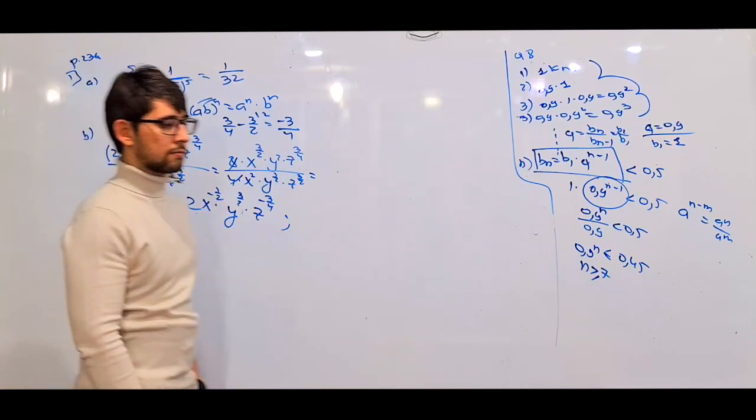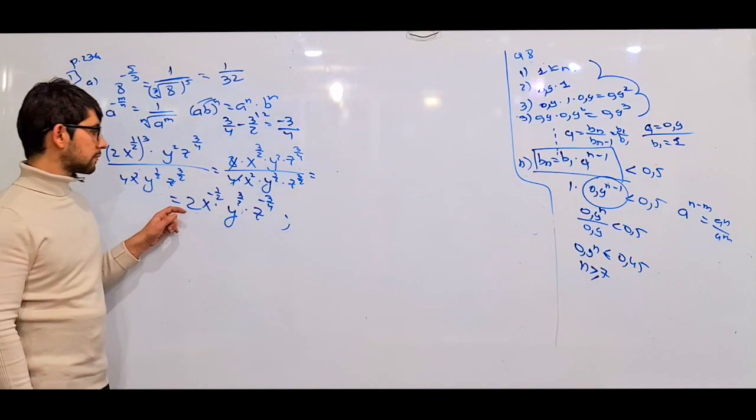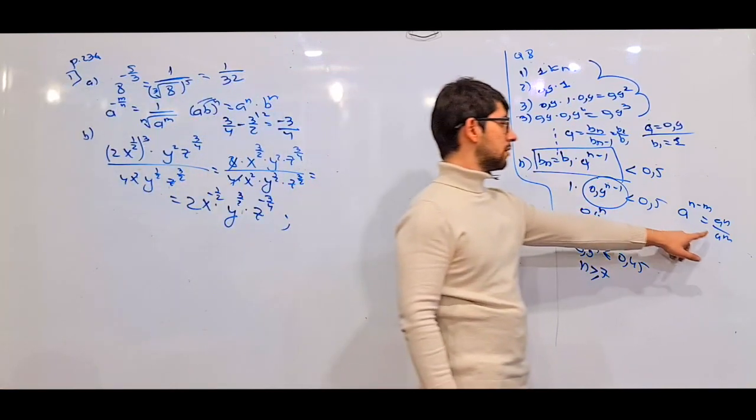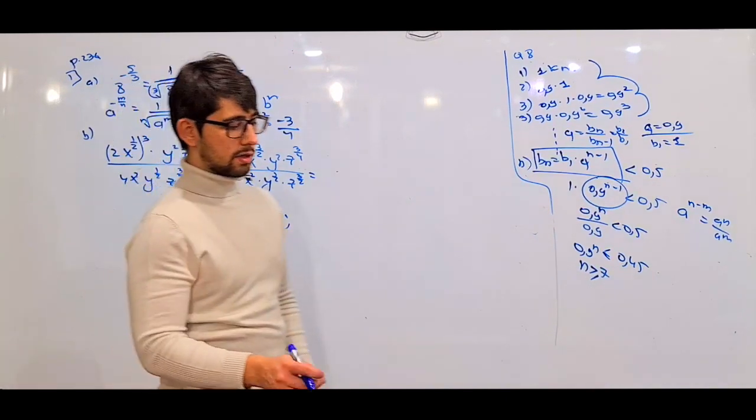Then x to the power of minus 1 over 2. 3 over 2 minus 2. We are using this formula, right? M should be subtracted from n. So 2 minus 1.5 is half, 1 over 2.